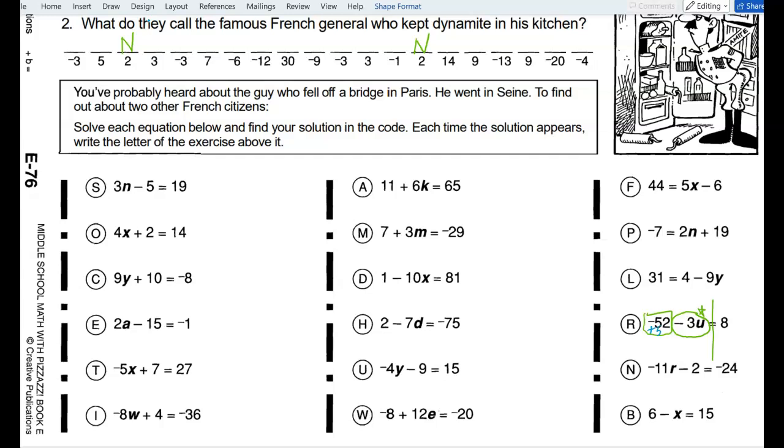Positive 52. Negative 52 plus 52 gives us 0. Check it out on the calculator if you need to. What we do to one side, we do to the other. What did we do? Right, we added 52. So 52 plus 8 is 60.